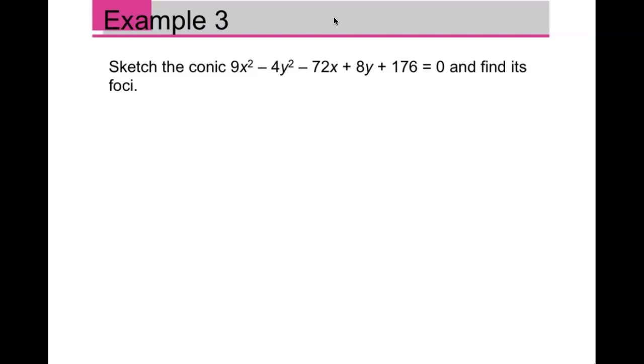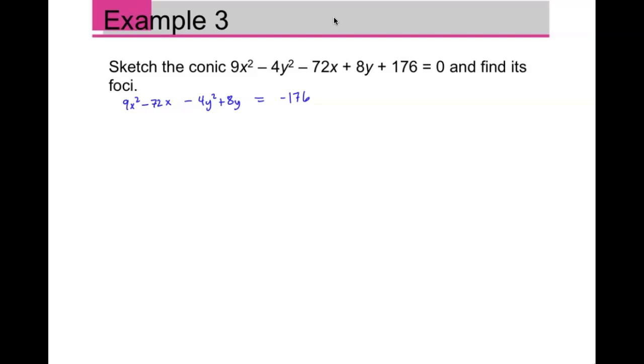First thing we're going to do is group x terms and group y terms. So let's go ahead with that. So I'll say 9x squared. I'm just going to move the minus 72x. And then I'll have minus 4y squared plus 8y. And then I'm going to move the constant to the other side, equals negative 176. All right. So that's step one.